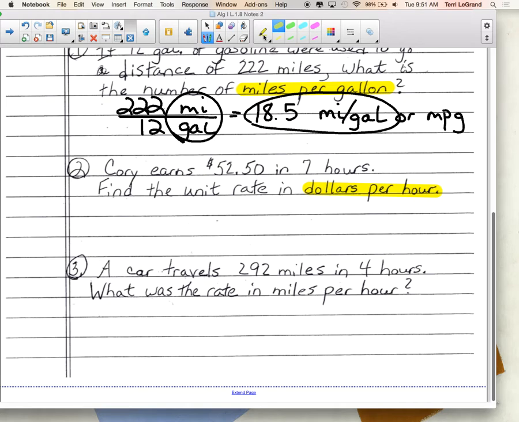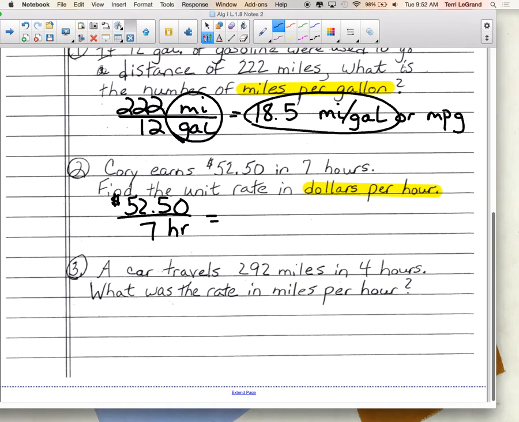So what would our ratio look like, our initial setup? Our initial setup, Josh? $52.50 over 7 hours. Okay. And again, we're going to include our labels in it. And then you can divide it out, see how much this person is making per hour. Corey is making per hour.